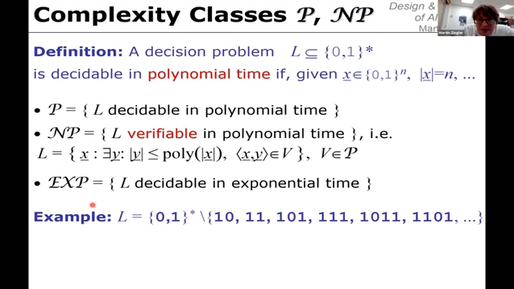So this is a subset of finite binary strings. First, we take all finite binary strings, and then we remove the following finite binary strings: 10, 11, 101, 111, 1011, 1101, and so on. And do you see some pattern about the binary strings that we're removing here?